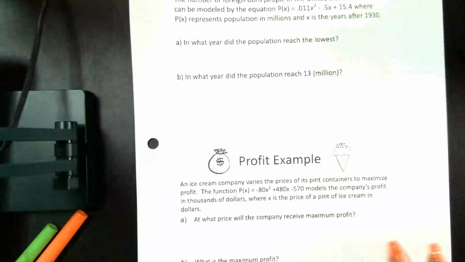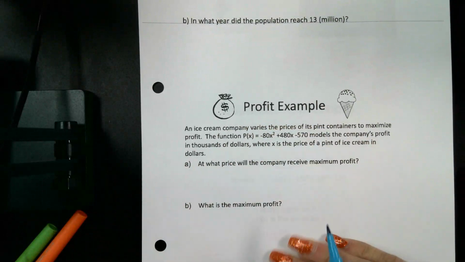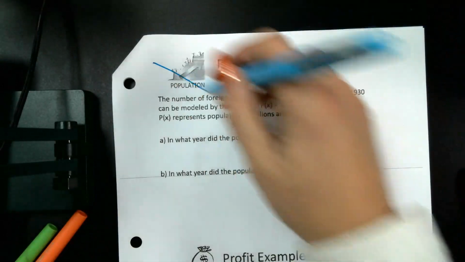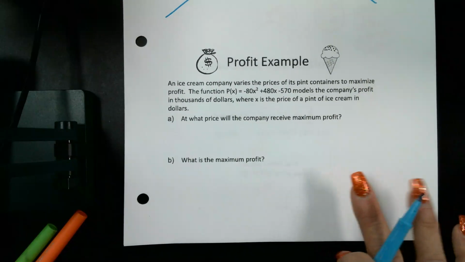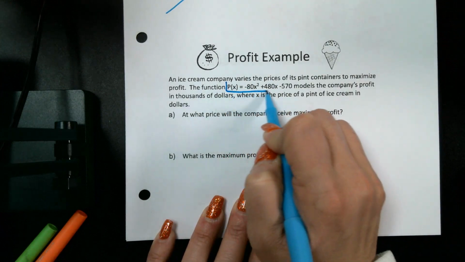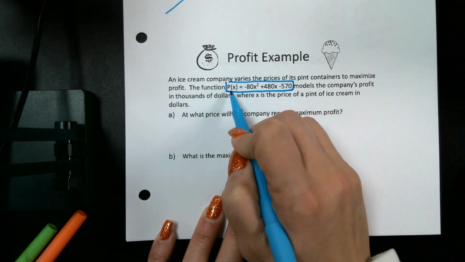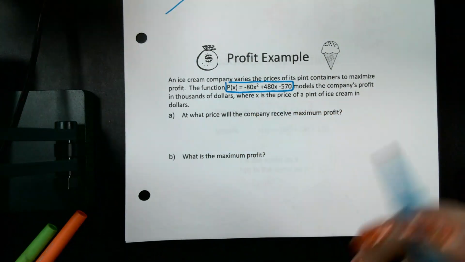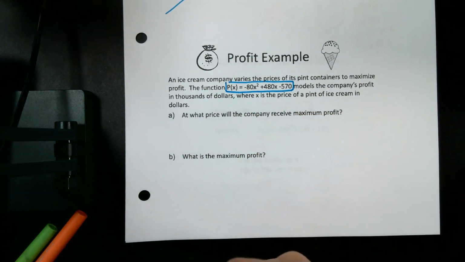Okay? Now there is one like this profit problem. So I'm not going to do this population example. We are just going to skip down to this profit example, and this is going to be our last bit of the notes, and then we'll move on. Okay? Let's read about profit. It says an ice cream company varies the prices of its pint containers to maximize profit. They give us this function, okay? So the profit is negative 80x squared plus 480x minus 570.